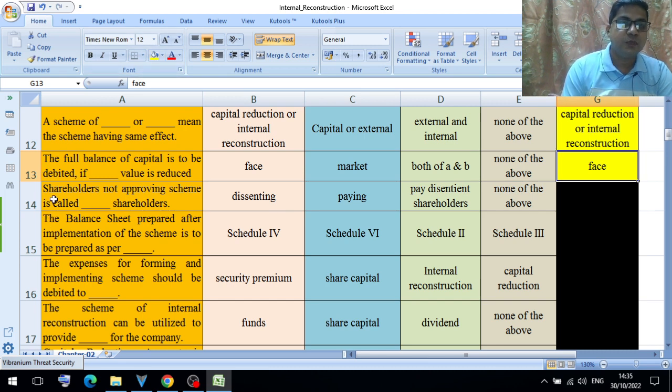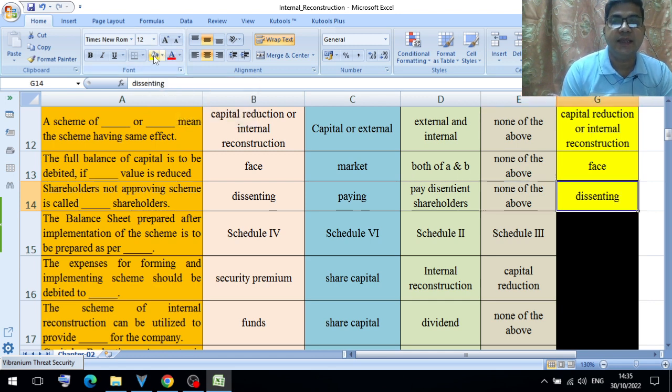Next question. Shareholders not approving the scheme are called dash shareholders. Answer A, dissenting. Answer B, paying. Answer C, pay dissentant shareholders. Option D, none of the above. Here the answer is dissenting.